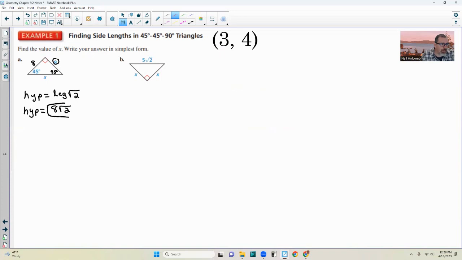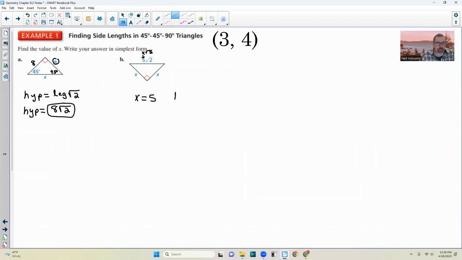So the hypotenuse is 8 square root 2. Okay, so in this situation, remember it's x square root 2. Well, we're working backwards now. What is x? It's right there, it's 5. So in this case, x just simply equals 5. And that's the easiest way I can explain that.